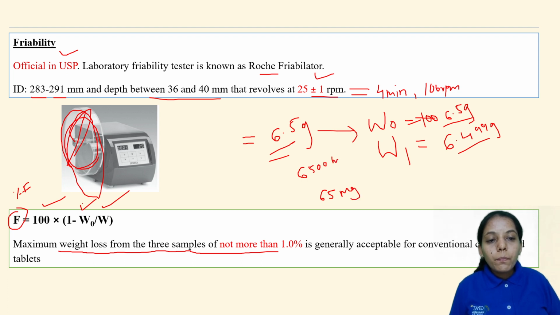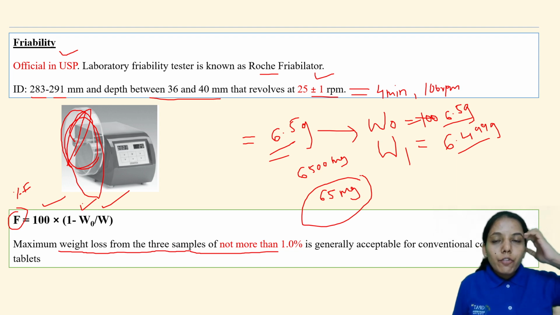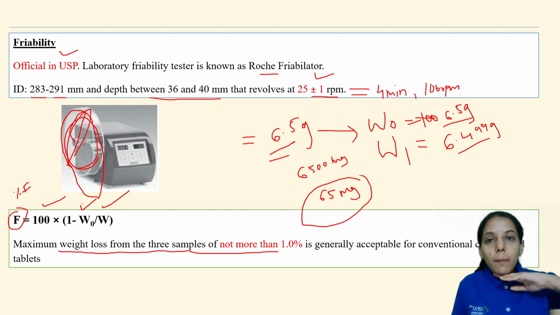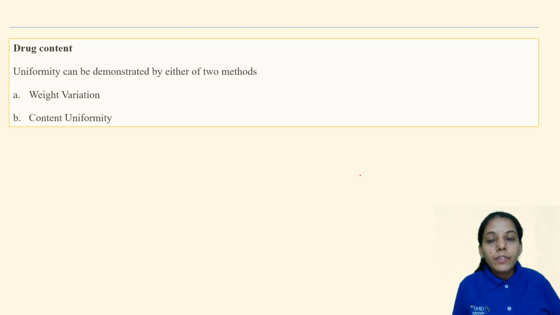The percent loss should not cross 65 mg after subjecting to friability. So it should be less than 1%. Friability is generally done as a shipping test, so that during transportation the tablets are stable and should not be broken down. For that reason we have to do the friability test.